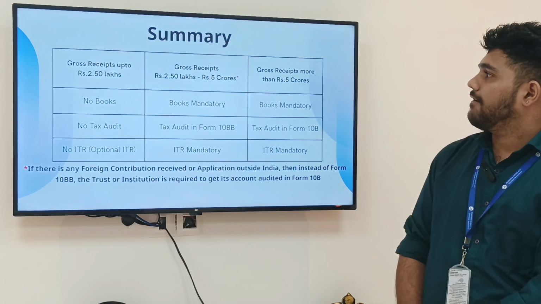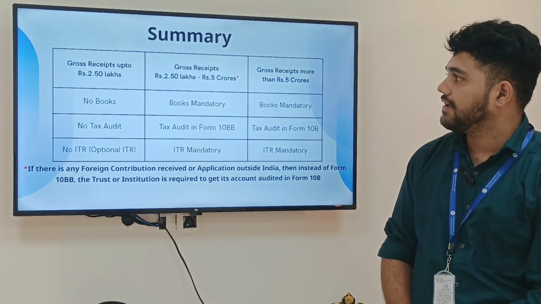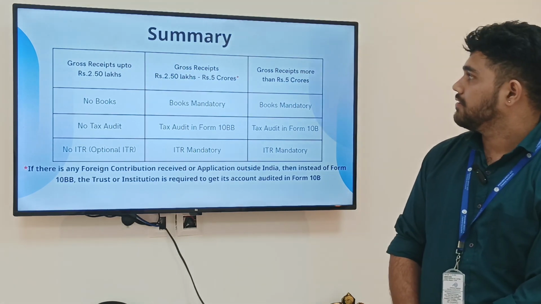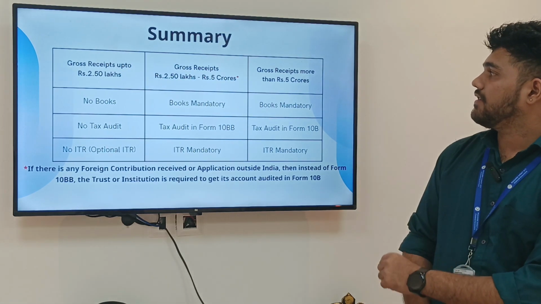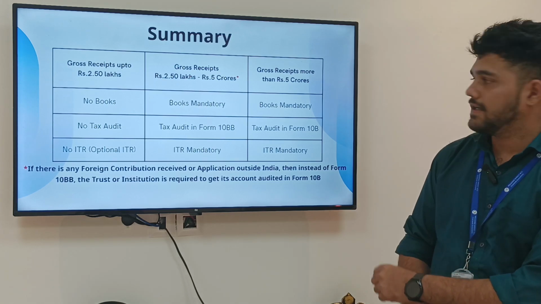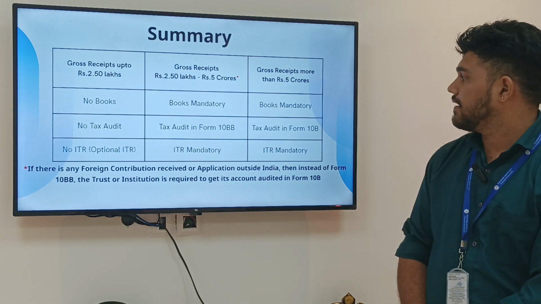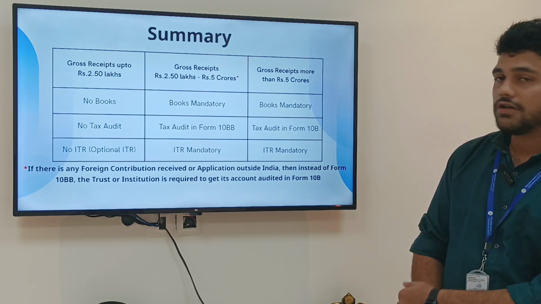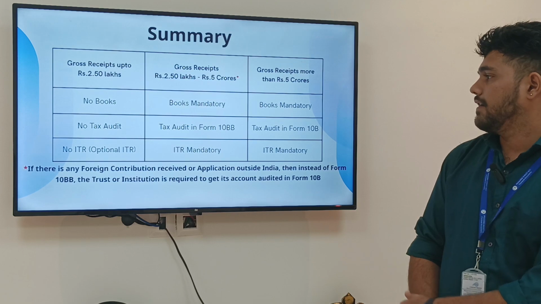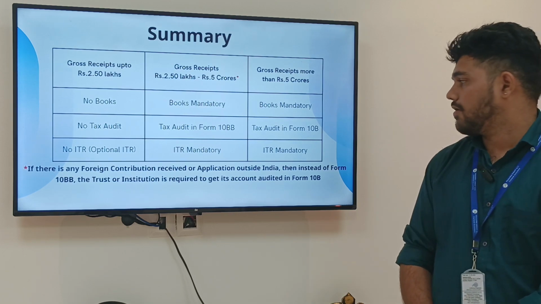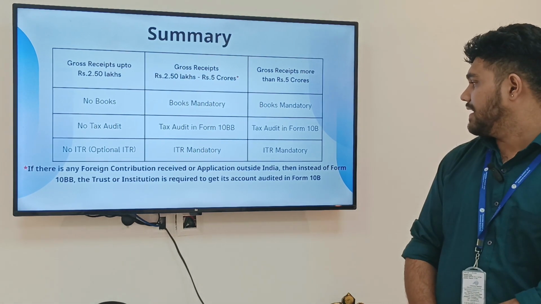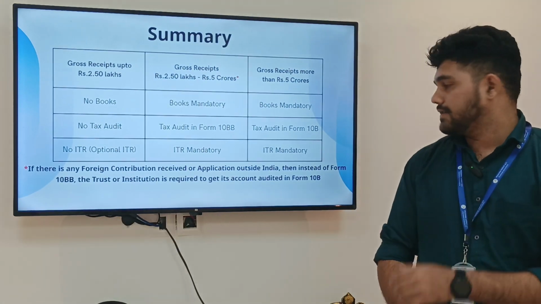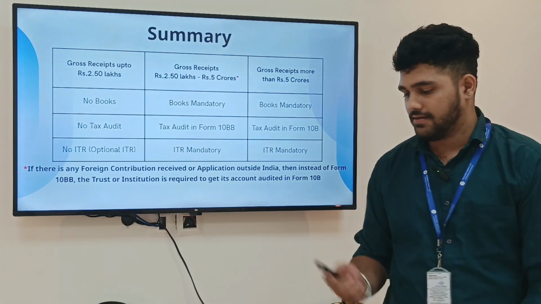So the basic summary: if gross receipt is up to 2,50,000, no books need to be maintained, no tax audit, no ITR. If gross receipt is 2,50,000 to 5 crore, then books are mandatory, tax audit in Form 10BB, ITR mandatory. If gross receipt is more than 5 crore, books mandatory, tax audit in Form 10B, ITR mandatory. If there is any foreign contribution received or application outside India, then instead of Form 10BB, the trust or institution is required to get its accounts audited in Form 10B.